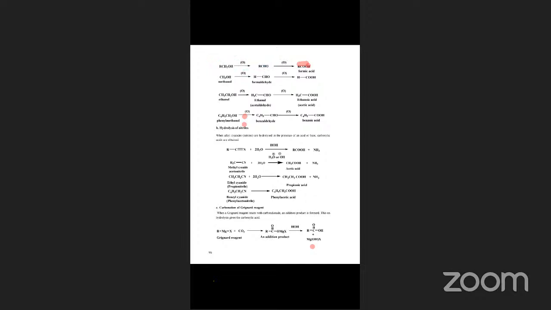See, RCH2OH. You know that OH is the hydroxy group, the alcohol group. CHO is the aldehyde group. COOH is the carboxylic acid group. Simple. Just put CH3OH methanol, CH3CHO acetaldehyde, and CH3COOH acetic acid. This is a simple method for aldehyde preparation as well as carboxylic acid preparation.